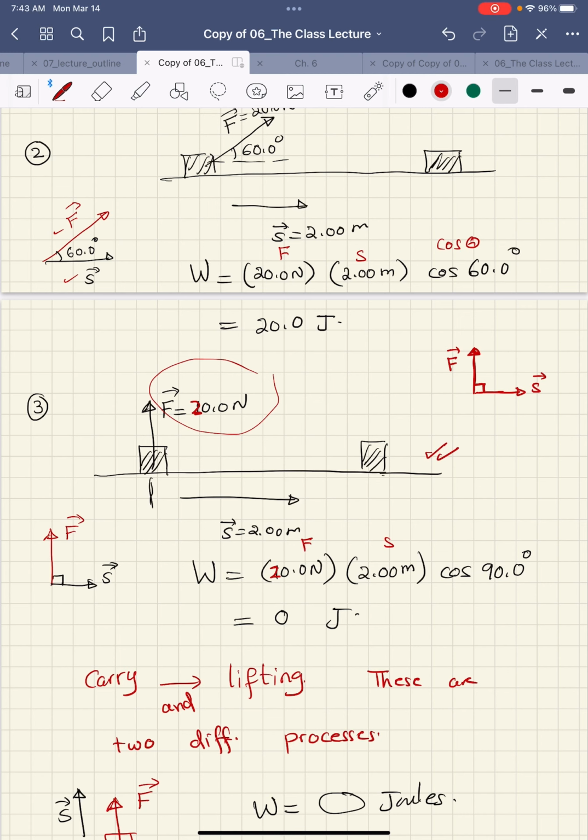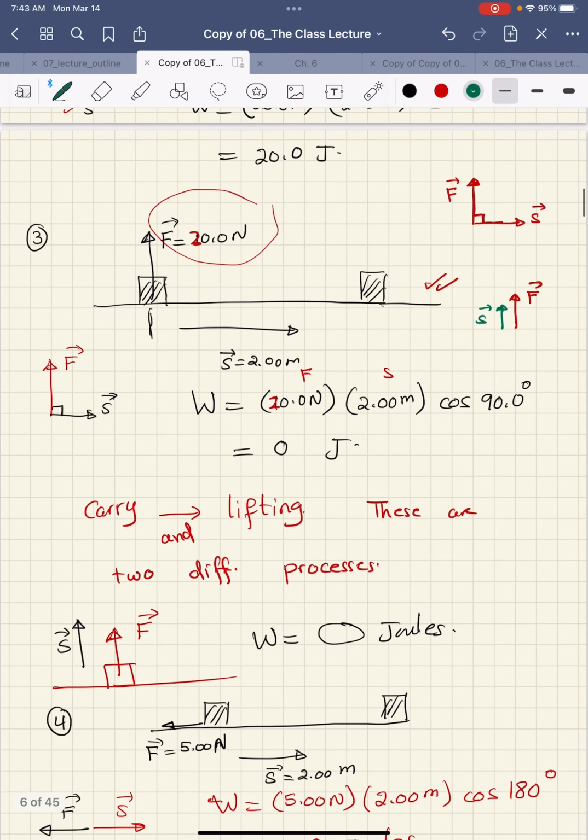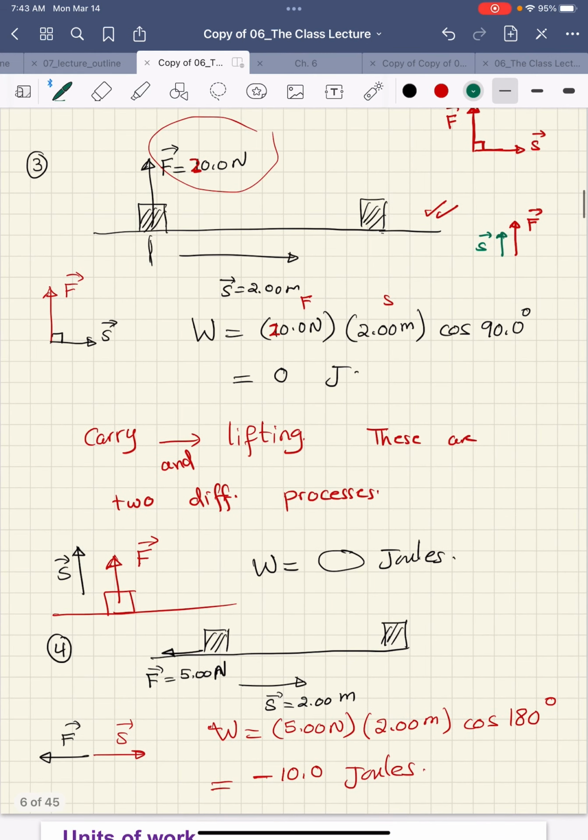Now when I lift, it is going to be different. I will have the force upward, and at the same time, I have the displacement in the same direction. This really shows that lifting is different. Again, with the same weight, which is 20 newtons times 2 meters, I am going to lift it 2 meters. Then I will apply 40 joules of work.